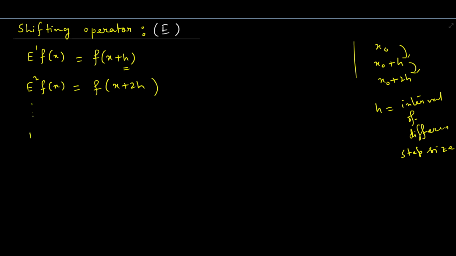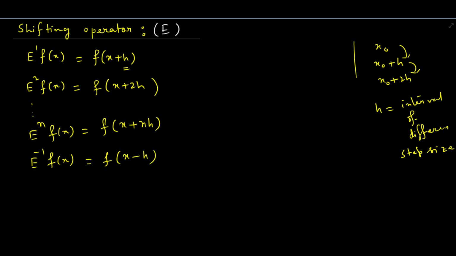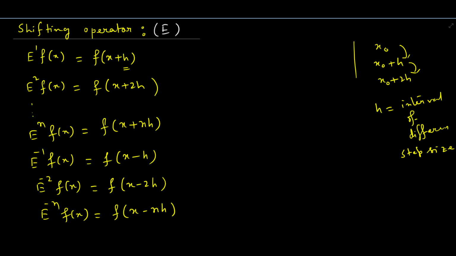In the same way, if you find E to the power n f of x, it will be f of x plus nh. So we have to add nh, right? Negative powers also you can find. E to the power minus 1 f of x: you have to subtract 1h. Then E to the power minus 2 f of x will be f of x minus 2h. Then E to the power minus n f of x will be f of x minus nh. So the shifting property is very simple.